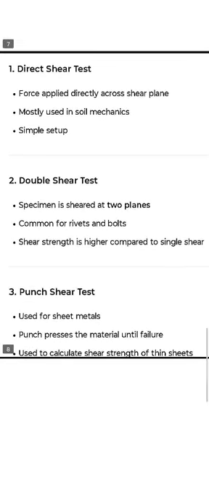And coming to double shear test. Double shear test means a specimen is sheared at two planes. So here two planes are involved, which is denoted as double shear. The shear stress is present at two planes. It is common for rivets and bolts, so rivets and bolts come under this double shear test. The shear strength is higher compared to single shear, because it consists of two sheared planes.